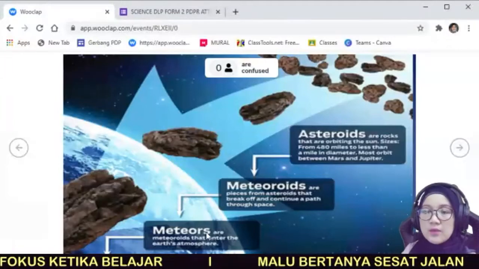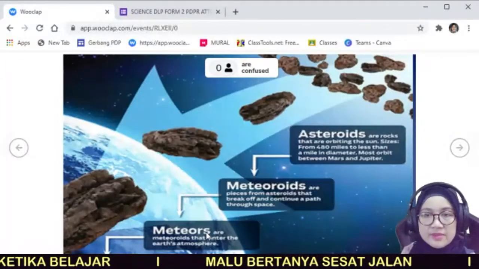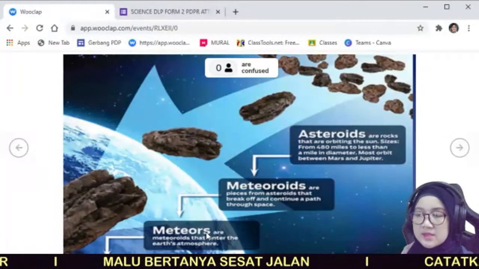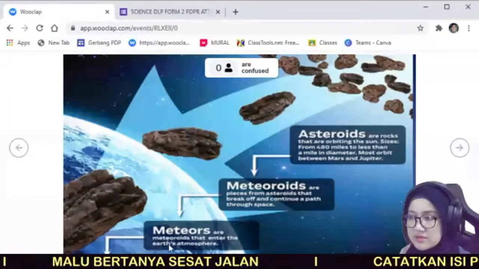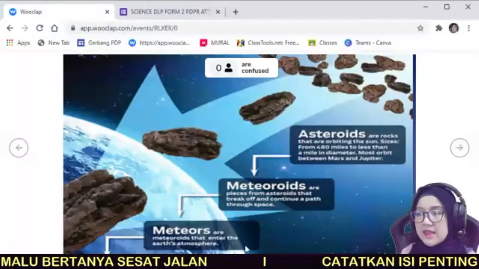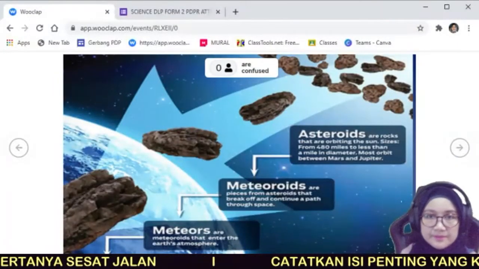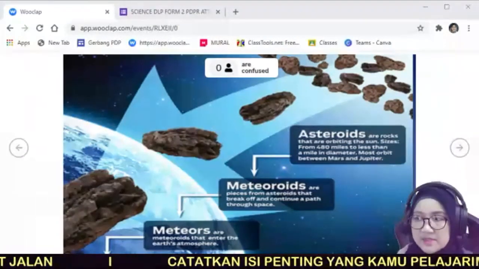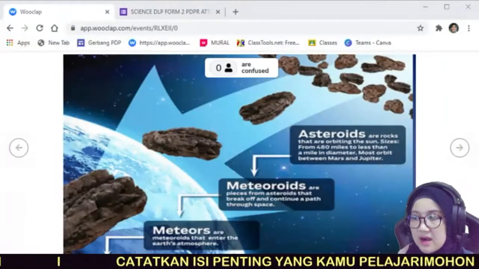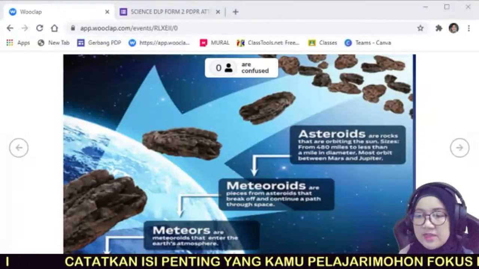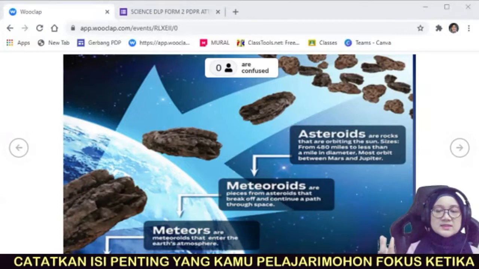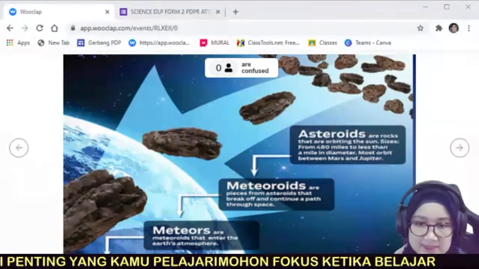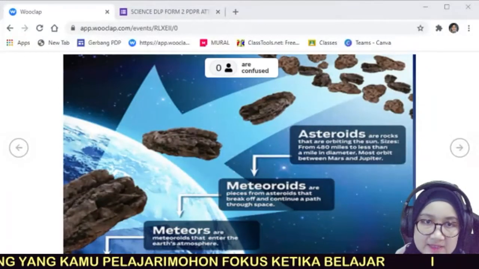Once it reaches our atmosphere, the Earth's atmosphere, it is not known as a meteoroid anymore. So it is known as a meteor. Okay, so when it becomes a meteorite, meteorites are meteors that actually hit the Earth's surface. Once it hits the Earth's surface, it becomes a meteorite. Is it clear, guys?